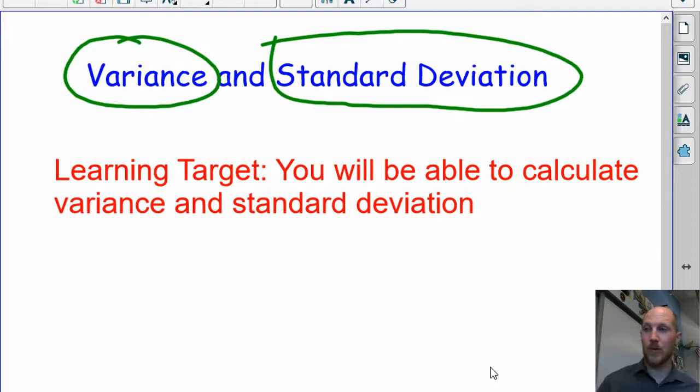Hey, so today we're looking at variance and standard deviation, both of which are some very important calculations in the world of statistics. Our learning target is that you'll be able to calculate those two quantities.